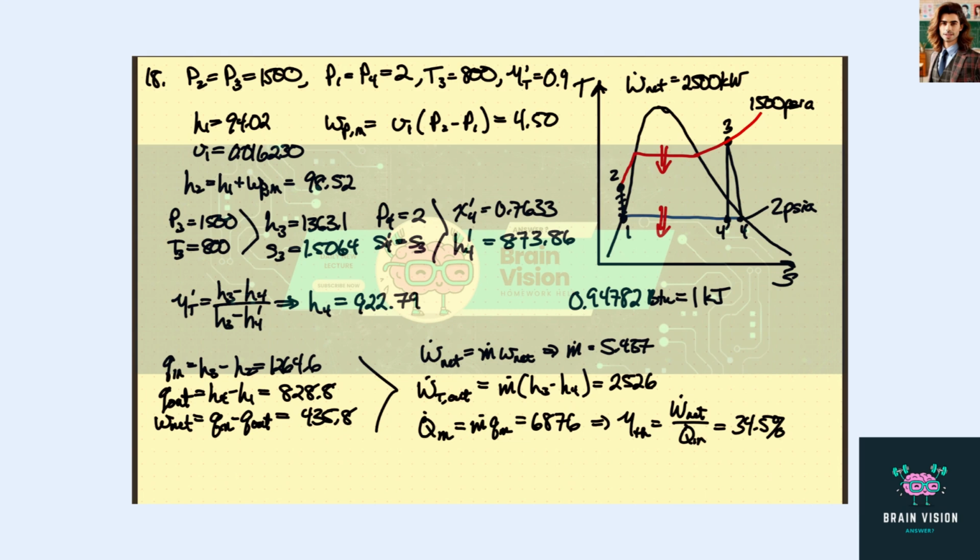We have a Rankine cycle again, operating between pressures of 1500 psi and 2 psia. The temperature here is 800 degrees Fahrenheit. The turbine efficiency is 90%. We're assuming there are no losses in the pump, so it has an efficiency of 100%. We're given the net power output as 2,500 kilowatts.